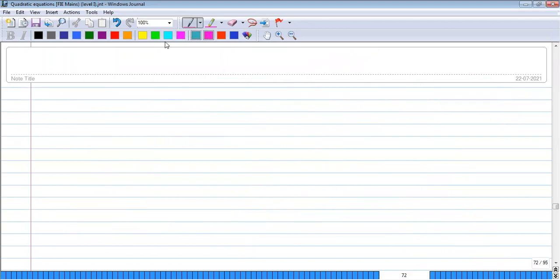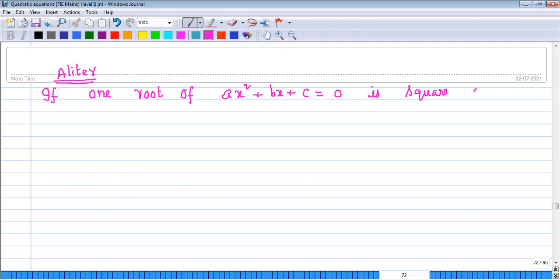So now, alternative method. If one root of ax square plus bx plus c equals to 0 is square of the other, then b cube plus ac times a plus c equal to 3abc.